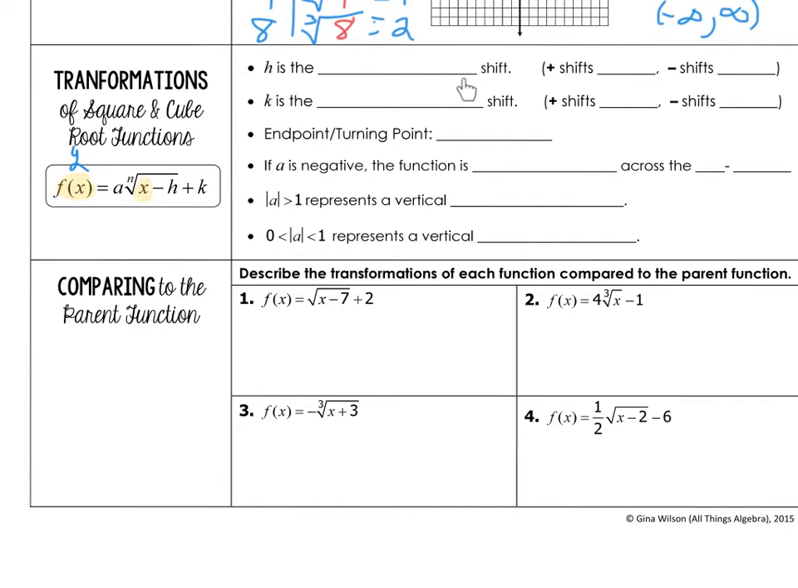So we have a couple of questions. H is the blank shift. Because H is affecting the x, and x goes right and left, it's a horizontal shift. Now, I don't typically make you say the word horizontal; all I expect is up, down, right, and left. But for our notes, we're going to call this the horizontal shift, because right and left is horizontal.